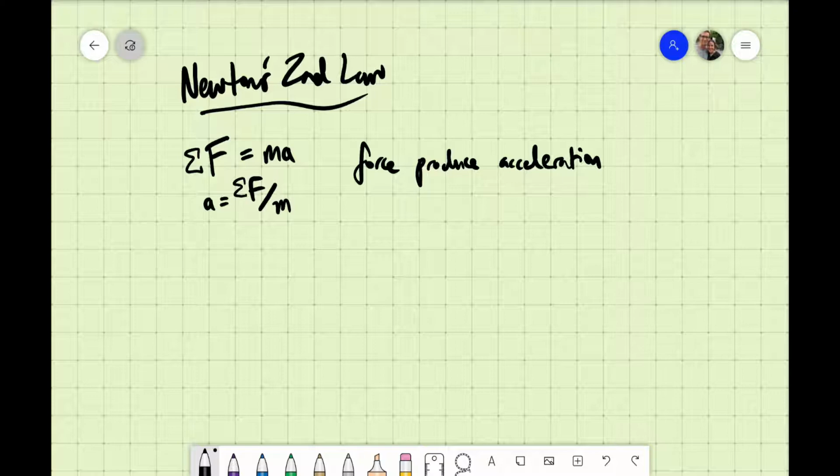Just showing what we really mean is that the total amount of force, the sum of all forces, will produce acceleration. Because it is possible to have forces, but they balance each other. So the sum of the forces is zero and then there's no acceleration. I mean, that's what statics is all about, right? Sigma F equals zero. Doesn't mean there are no forces, it just means that they balance.